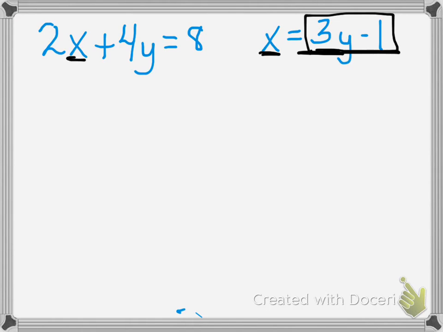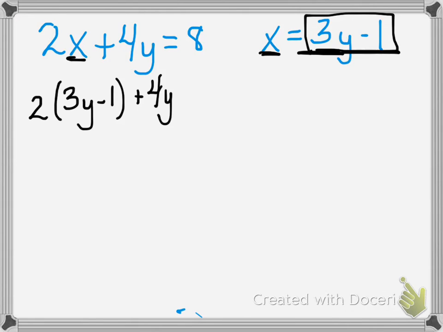So we've got 2. Once again, we're going to replace the x with 3y minus 1. Then keep everything else just the same. Bring down the plus 4y equals 8. So I still have the same equation as I started off with, except instead of my x, I now have 3y minus 1, because we know that x is equal to 3y minus 1.